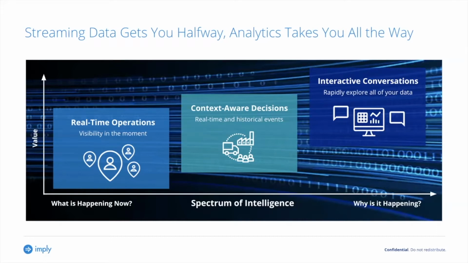That gives you intelligence. Then when you start having interactive conversations where you can allow your users, whether they're internal or external, to rapidly explore all your data. Why is it happening? That's where you get the bulk of the value, right? So that's what we mean by analytics that gives you all the way.